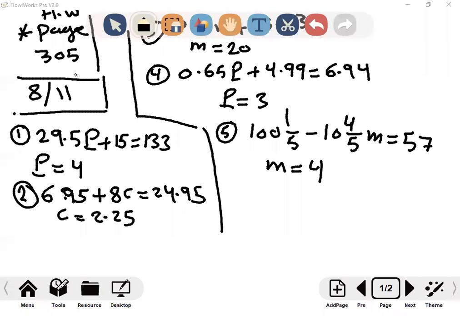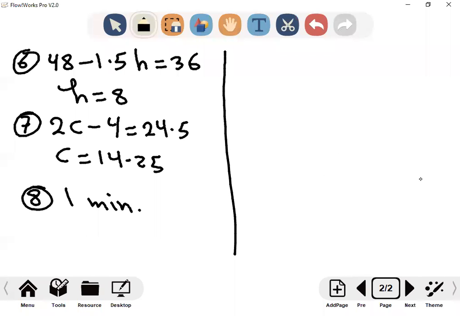So this is the homework page 305. Check your answers, please. And let's continue in our lesson we started yesterday. We did example 1. Example 2. We did the check of example 2. Yeah, let's go to example 3.